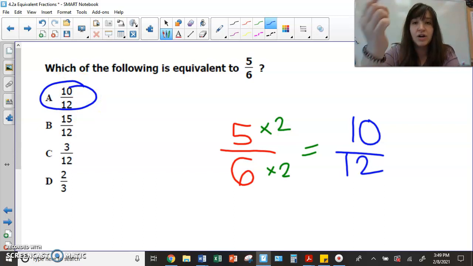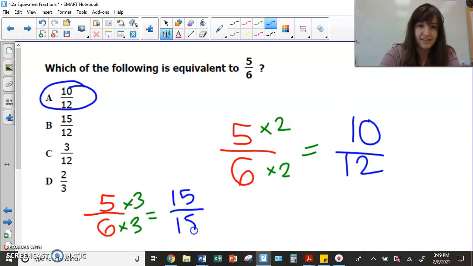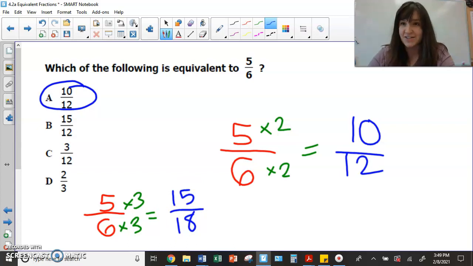Now, I could also try multiplying 5/6 by something different, and I could get another equivalent fraction. I can multiply the numerator and the denominator by 3. 5 times 3 is 15, and 6 times 3 is 18. So 15/18 is also an equivalent fraction. It's not one of our answer choices on here, but 15/18 is equal to 5/6. So there's always more than one fraction that's equivalent to another fraction.